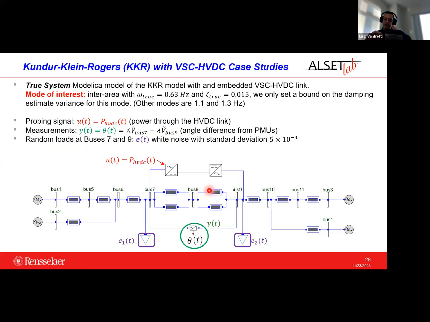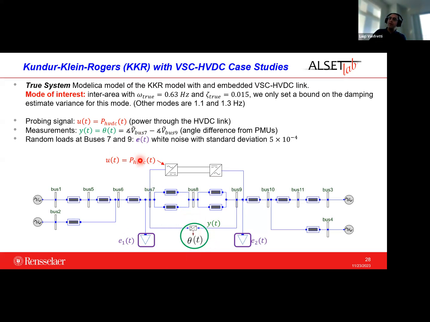Okay, so I have one more example where we deal with the inter-area mode that we talked about. We're trying to mimic what we saw in the real world, that there is this HVDC interconnection connecting in parallel to the AC system.